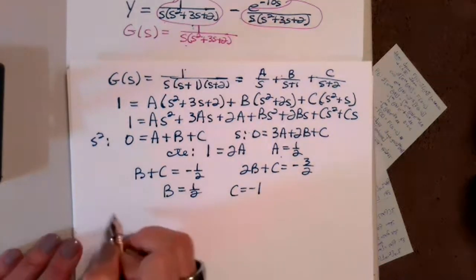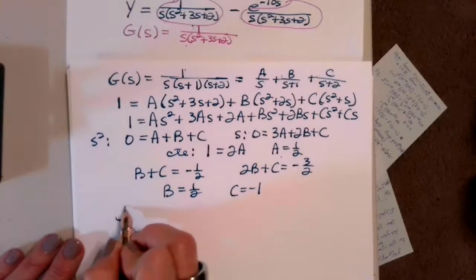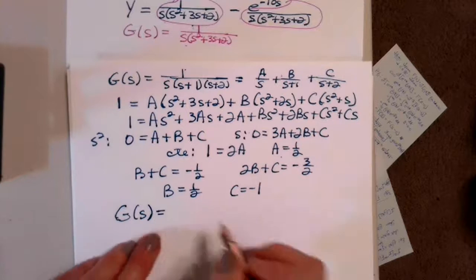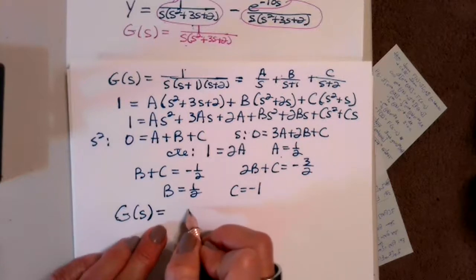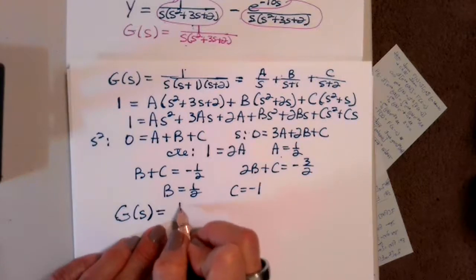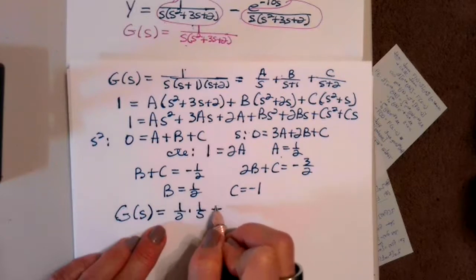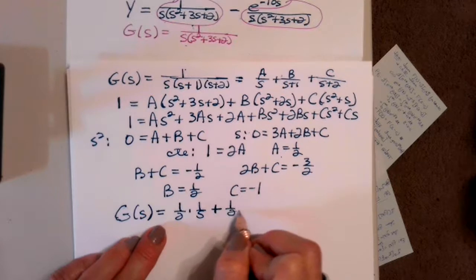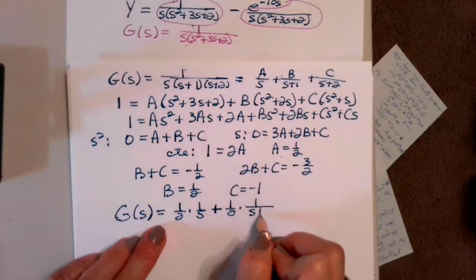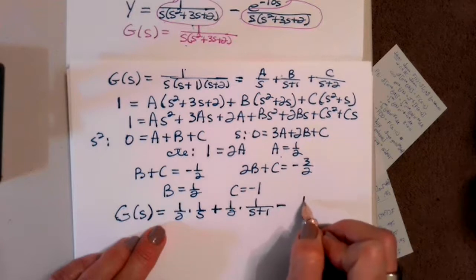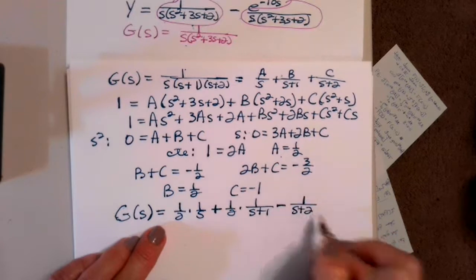So that says G of s is then written as 1/2 times 1 over s plus 1/2 times 1 over s plus 1 minus 1 over s plus 2.